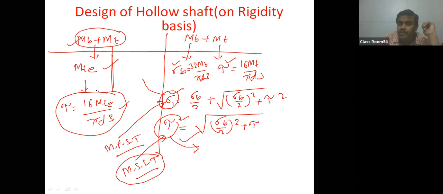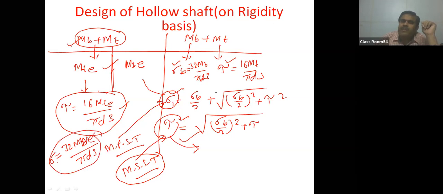If we have to do the problem by the maximum principal stress theory by the first method, then we have to find the equivalent bending moment, and after finding the equivalent bending moment, you have to compare it with sigma. The principal stress is given by 32 MBE divided by pi d cubed. So by both methods, the answers will be similar. Only the logic is different.